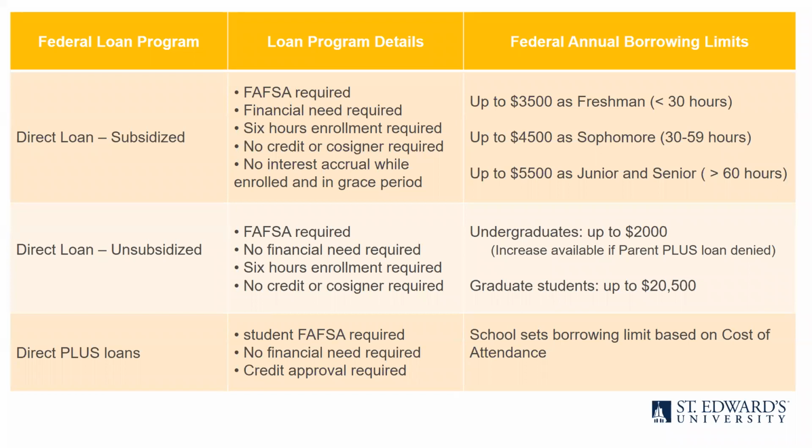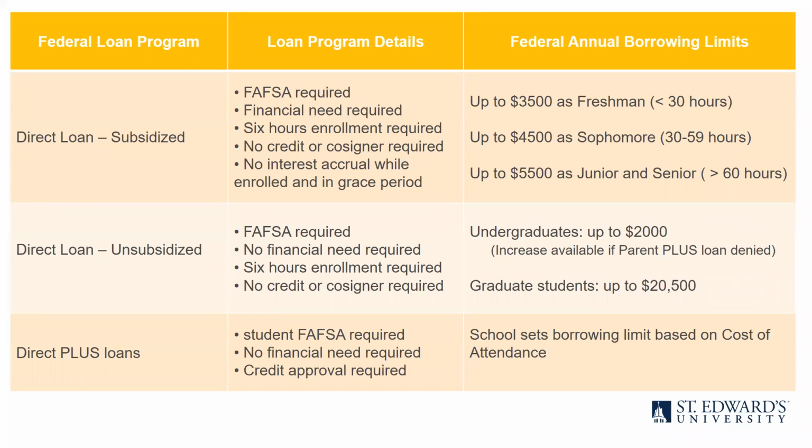So let's go to the direct loan unsub. Again, the FAFSA is required. However, no financial need is required. So this one is eligible for really any student. They also must be enrolled in at least 6 credit hours per semester that they receive the loan. And also there is no credit check or cosigner required.